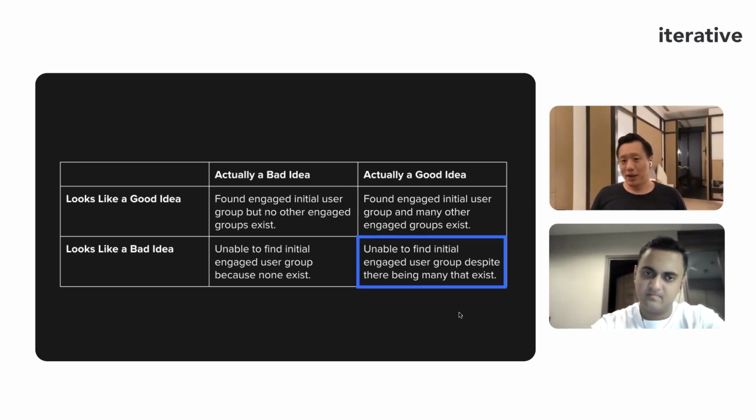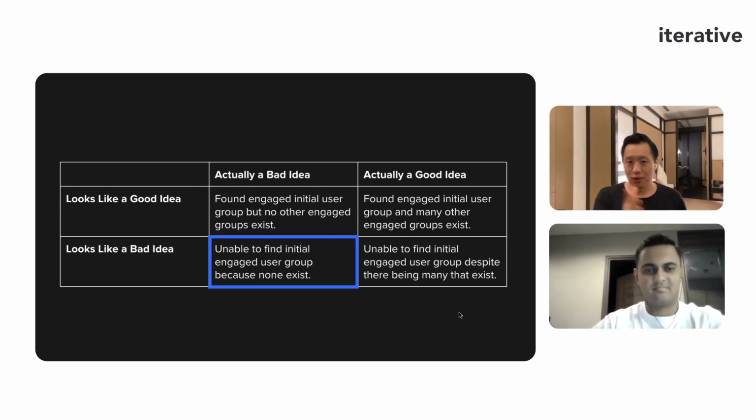Looks like a bad idea, but actually a good idea. Maybe this is like Airbnb. You couldn't find that initial engaged user group, even though many of them existed. So it looked like a bad idea, but it was actually a good idea. And then the final one, the bottom left one, looks like a bad idea, is actually a bad idea. You couldn't find any initial engaged user group because there are none. I think this is an interesting thing to think about.